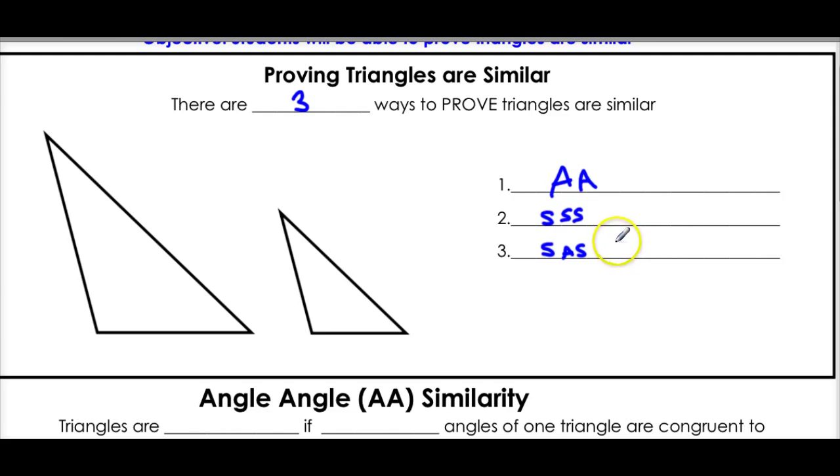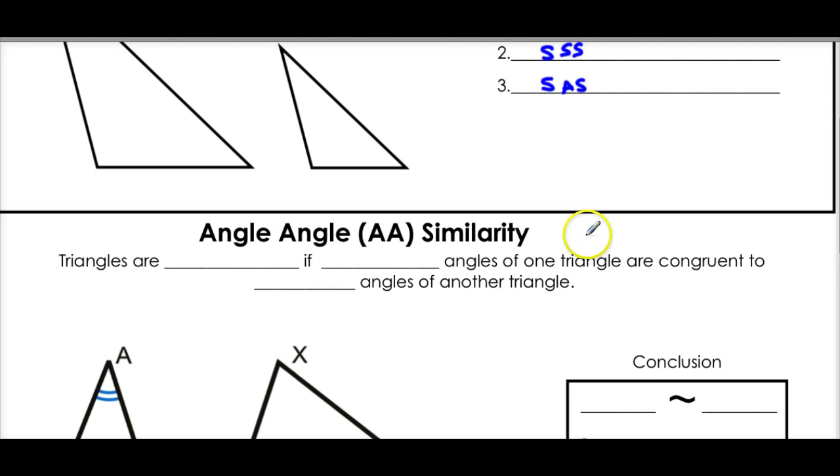And finally, there's side-angle-side. We're going to discuss all 3 of these, but without further ado, let's just get right into it. You with me?